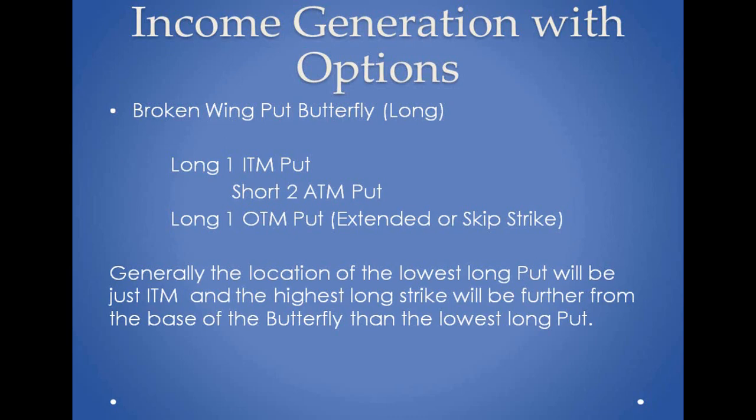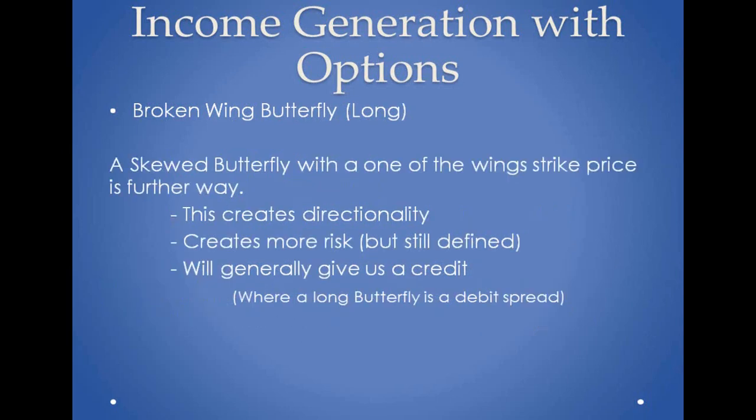So in this example, again, we would be skipping a strike. The general location of the lowest long put will be just in the money, and the highest long strike will be further from the base of the butterfly than the lowest long put. What that's saying is, if there was one strike between the in the money put and the two at the money puts, then our out of the money put would be two strikes higher. This is a skewed butterfly, with one of the wing strikes being further away, and this creates the directionality.